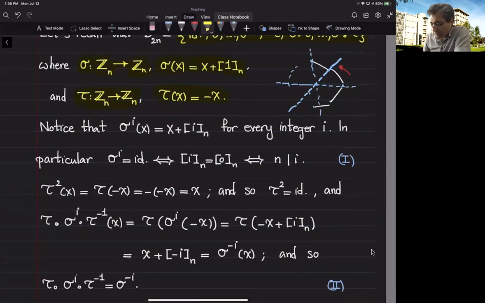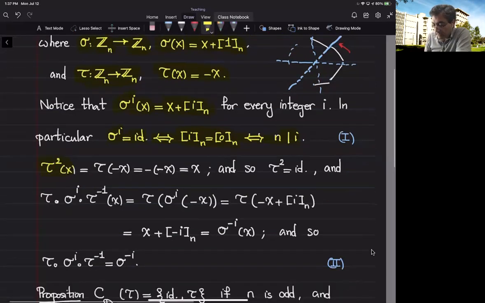And we notice that sigma to the i is nothing but an i step shift, and sigma to the i is identity precisely when this i step shift is the same as 0 shift, which means that i is a multiple of n. And tau squared is identity, because tau of negative x is negative of negative x, which is x. Therefore, tau squared is the identity map.